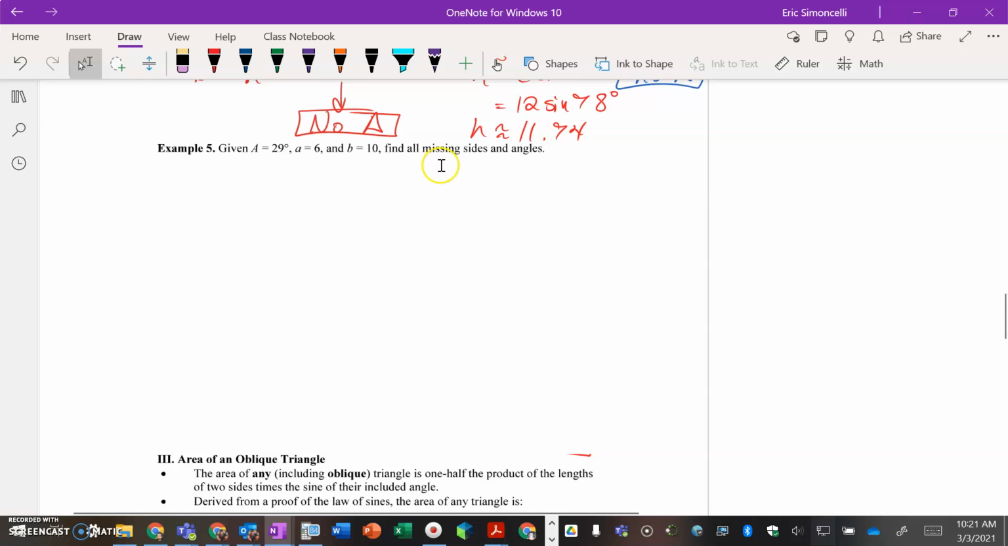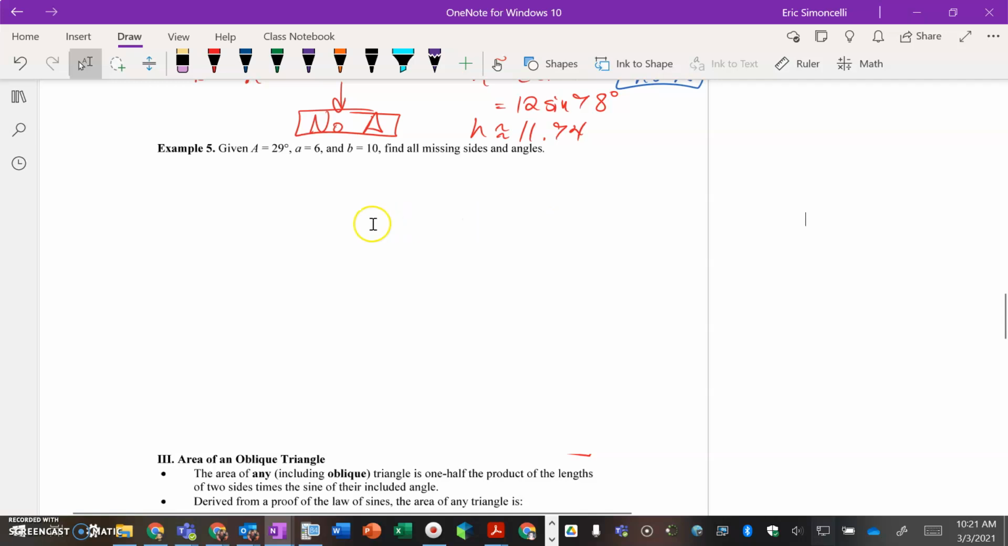It says find all missing sides and angles. So if we go through the process, denoting our picture, and yes, you should attempt to draw a picture here. If you can't draw a picture like we did on the last problem, you can't just jump right in like this. But here's something to consider.